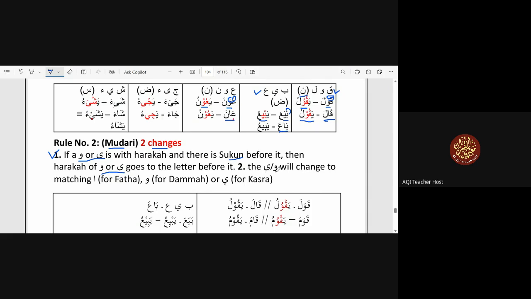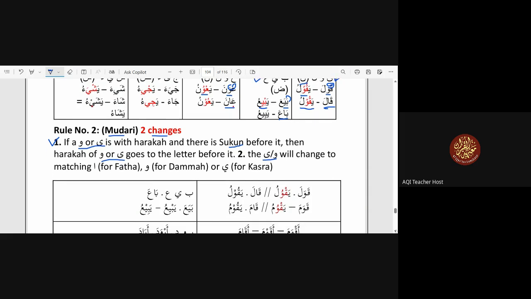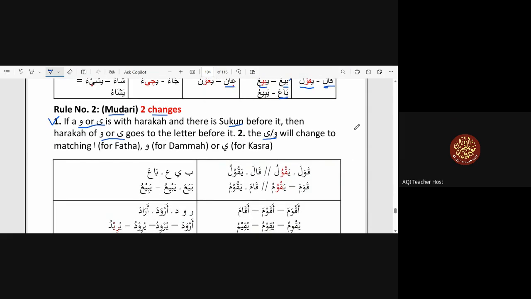The second part is the waw or ya will change to match. So alif for fatha, waw for dhamma, and ya for kasra. So to understand this, let me write down here. If the previous letter has got fatha, then the next letter will be alif for easy pronunciation. If the previous letter has got dhamma, the next letter will become waw, and if the previous letter has got kasra, then the letter coming next to it will become ya.